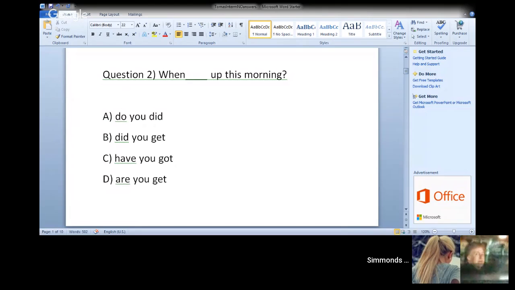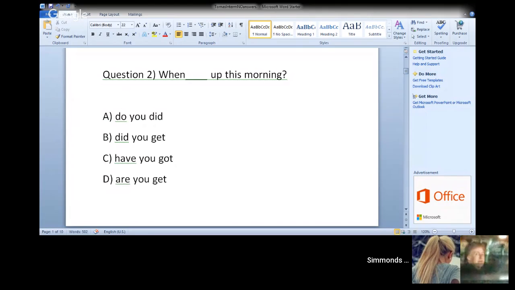Okay, sorry, this is my fault. This is me not being tech savvy. Okay, and this is the beginner's one, so that's not what I want. And that's the advanced one, and this one has to be the intermediate. So, when did you get is the correct answer here, okay?